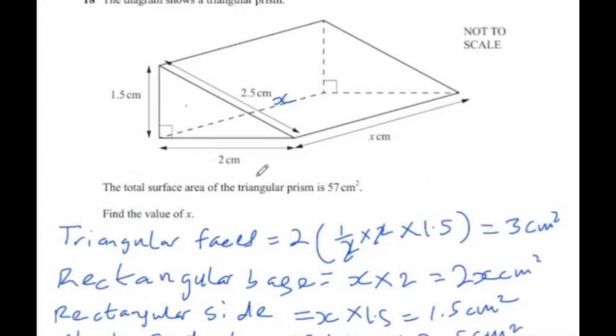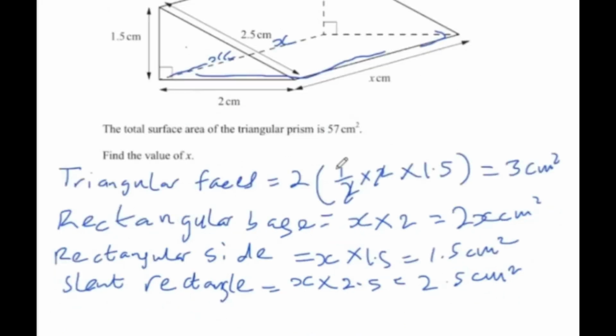So we found the area of the two triangular faces. The area of a triangle is half base times height. So we got this. Then the rectangular base, which is this base here. This one is length times the width. The width is 2, so that's 2x centimeters squared. Then this back here, the same length x is here also. So it will be x times 1.5, giving us 1.5x. Then the slant, which is this one here, the length is x, but the width in this case is the hypotenuse of this triangle. So x times 2.5 gives us 2.5x centimeters squared.